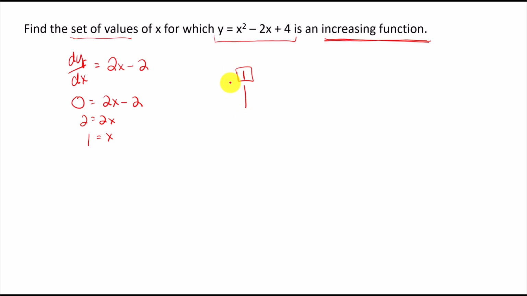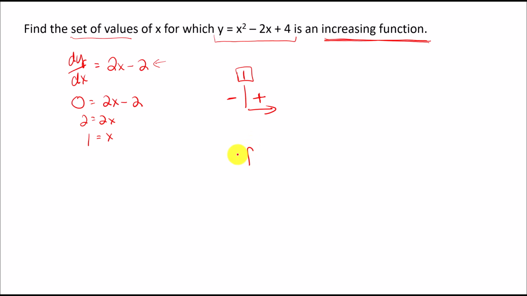Going to test a number to the left, like 0. Remember that you're plugging it into your derivative. If I plug a 0 in there, I get negative. And if I plug in a number to the right of 1, like 2, I'm going to get a positive value. So I can look at this and tell that my original equation, y equals x squared minus 2x plus 4, my curve, is increasing to the right of 1.